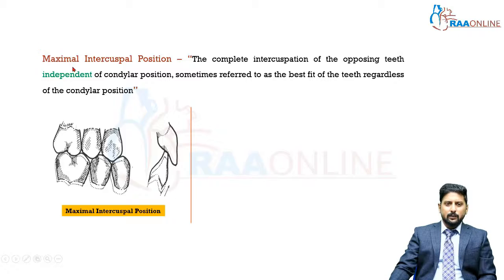So what do you mean by this maximal intercuspal position? It is basically the position when we all bite, when we clench the teeth. We will see that the upper and lower teeth are perfectly aligned on top of each other, right? They perfectly fit into each other. So this position is the maximal intercuspal position. This is the very easy position which we all can come into. And this is referred to as the best fit of the teeth.